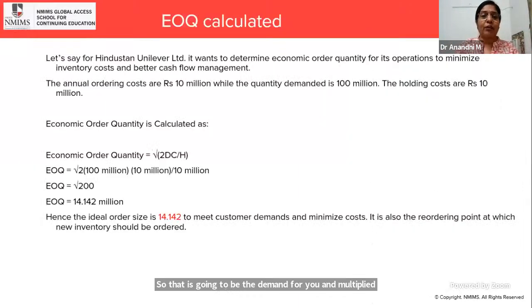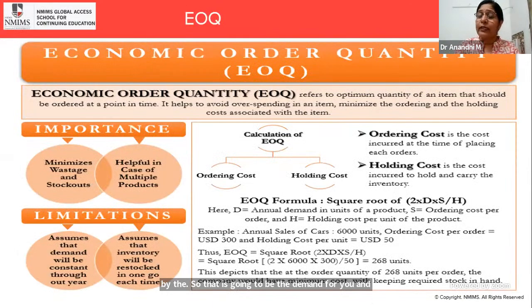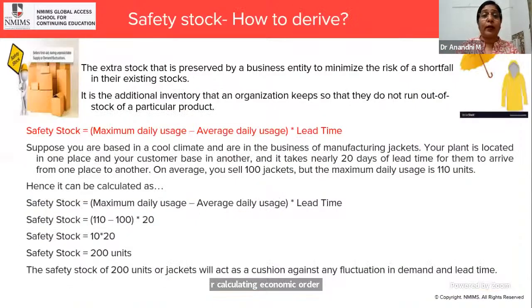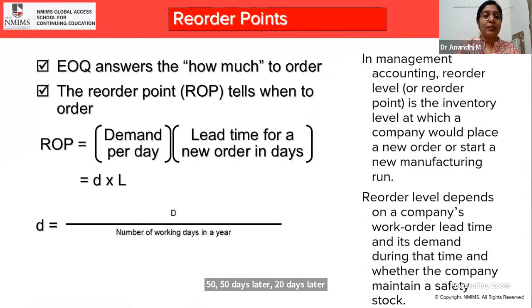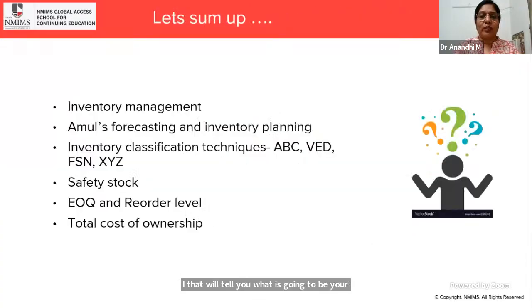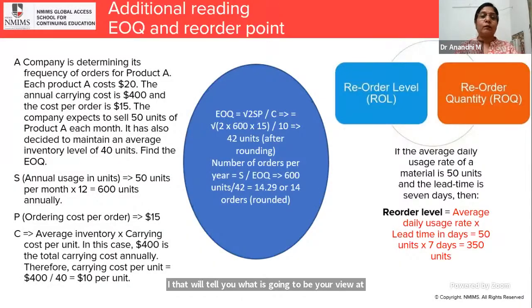What is the lead time taken here? For calculating economic order quantity, your lead time is not required. But for arriving at the safety stock, the lead time is needed, whether it is 50 days, 20 days, or 10 days. So you need to multiply this demand by the number of days of lead time, 5 days or 10 days, and that will tell you your reorder point, which level. Again, there is a workout for this also, which I have given in the additional reading. So this is the reorder level.